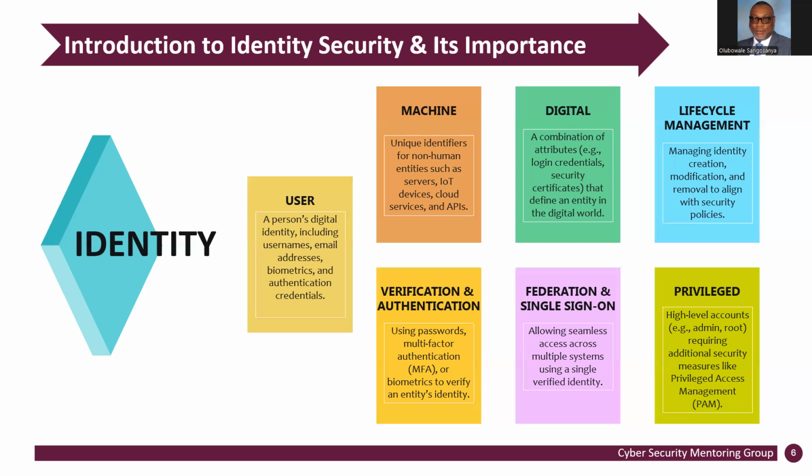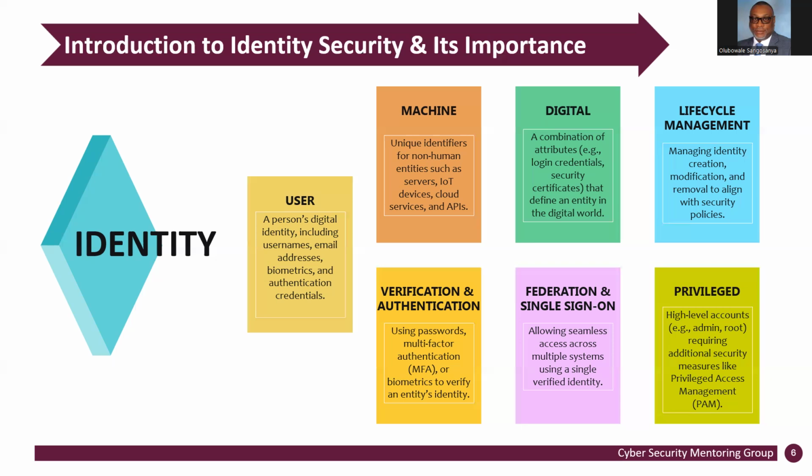So identity could have privilege, whether they are service accounts, admin accounts, root accounts, but they have a privilege more than every normal user account. Identity would have a life cycle, meaning that you will create an identity, you will modify it, you will then end that life cycle. And Ayokumi spoke about the JML process, which is the joiners, movers, and leavers process, which manages the life cycle of an identity.